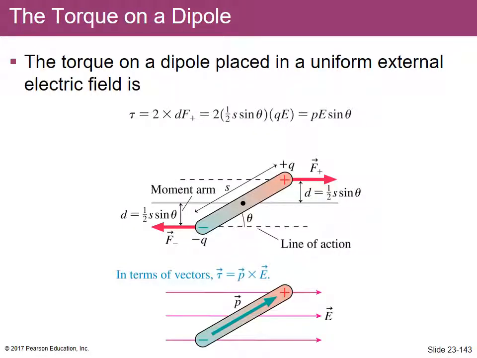The torque on a dipole placed in a uniform electric field is the force times the moment arm. Since the two charges have the same magnitude, the magnitude of the forces is the same on each charge. The total torque is twice the torque on one charge and is equal to Q S E times the sine of the angle, or the dipole moment times the electric field times the sine of the angle.